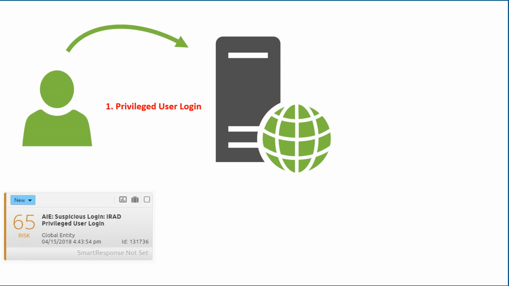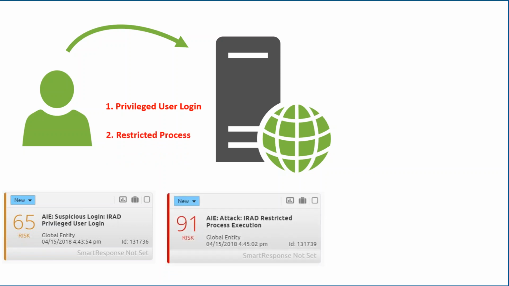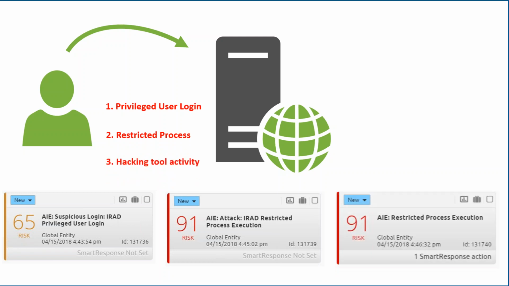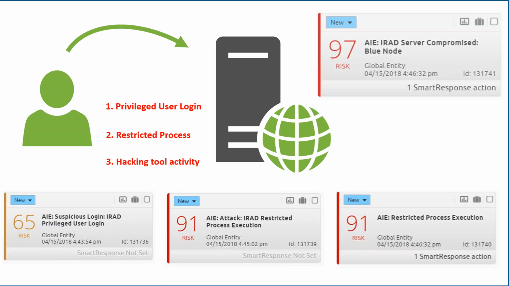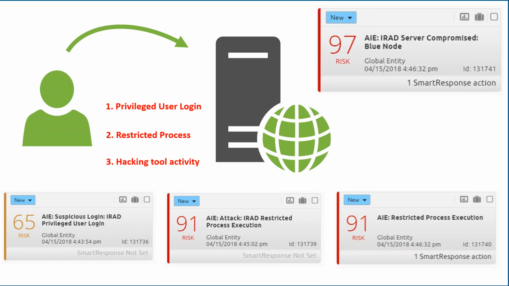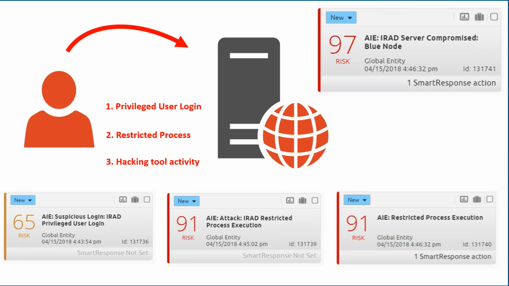Now, for detecting if a host is being compromised, we're also looking for other activities to happen in conjunction with a logon to the system. Right after a user logs on, we can also have things like a restricted process launched on the system. In addition to that, we could detect hacking tool activity happening on that particular host as well. Those three things all coming together let us know that the host has been compromised. Once the host has been compromised, now we need to do something with it.